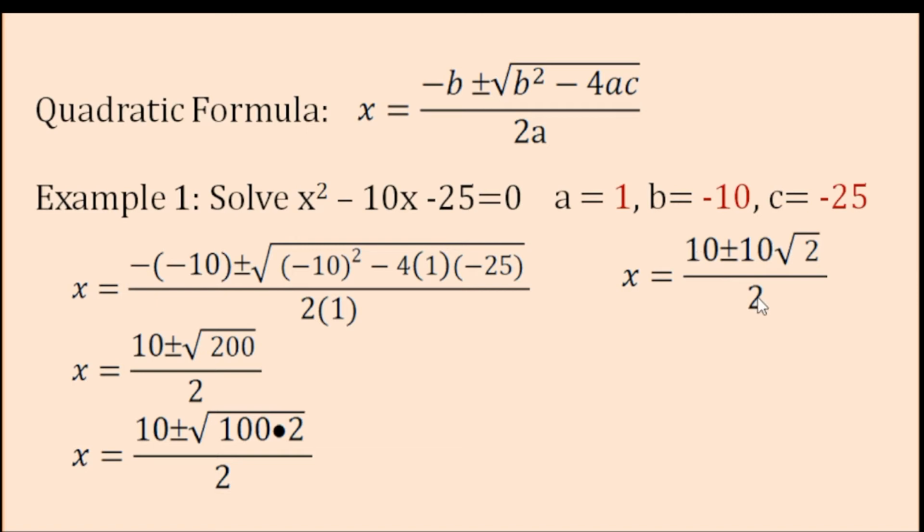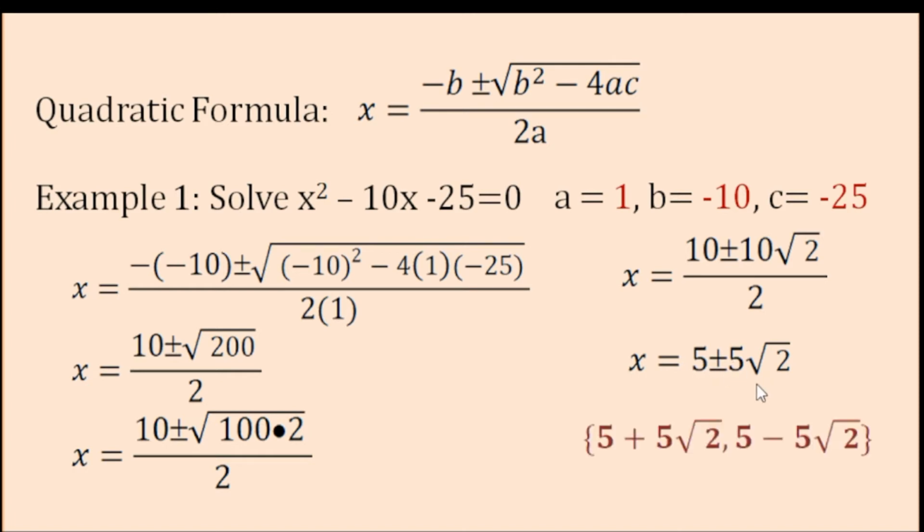Simplifying furthermore, we can see that this 10 can be divided by 2, and the other 10 here can also be divided by 2. So we have 5 plus and minus 5 square root of 2. And there are two roots here, or two solutions. The first one is using the positive sign, 5 plus 5 square root of 2. And the other one is using the minus sign, 5 minus 5 square root of 2. So these are our roots.